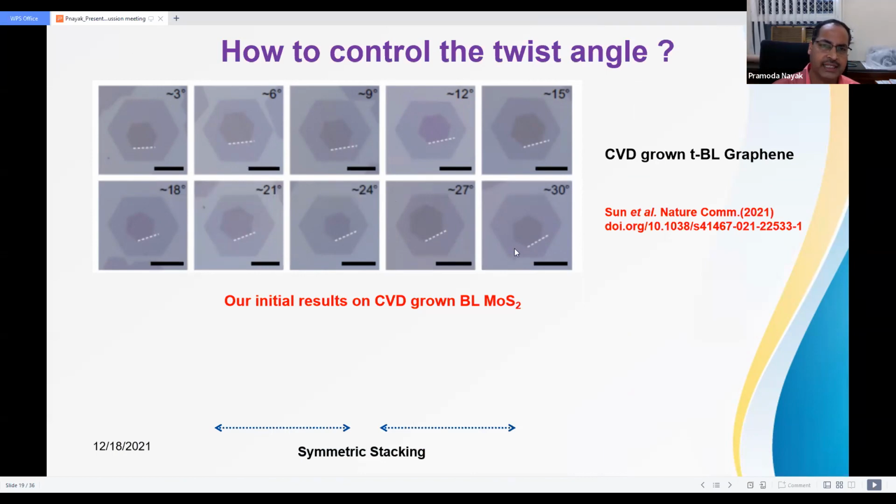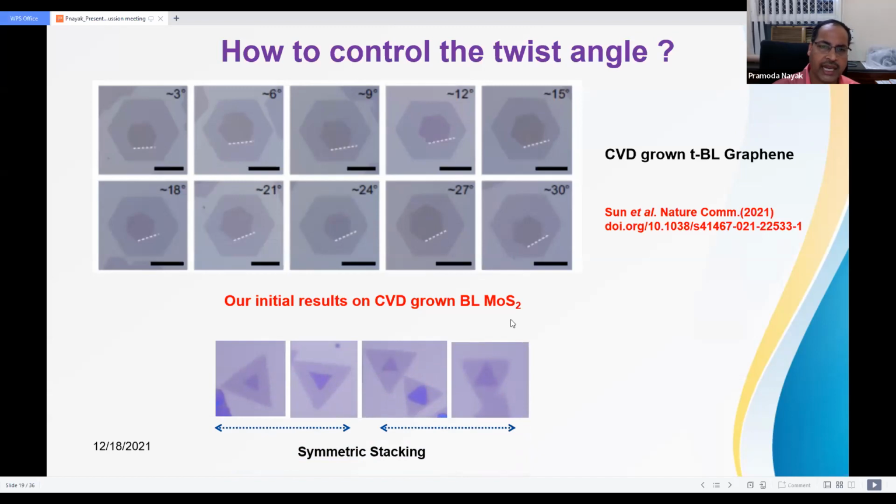So by following this paper, we tried our initial work with CVD on bilayer MoS2. Here we can see we are getting perfectly zero stacking and perfectly 60 degree stacking. So now we are working on how to control in situ to get different twist angles from 0 to 60 degree configuration.